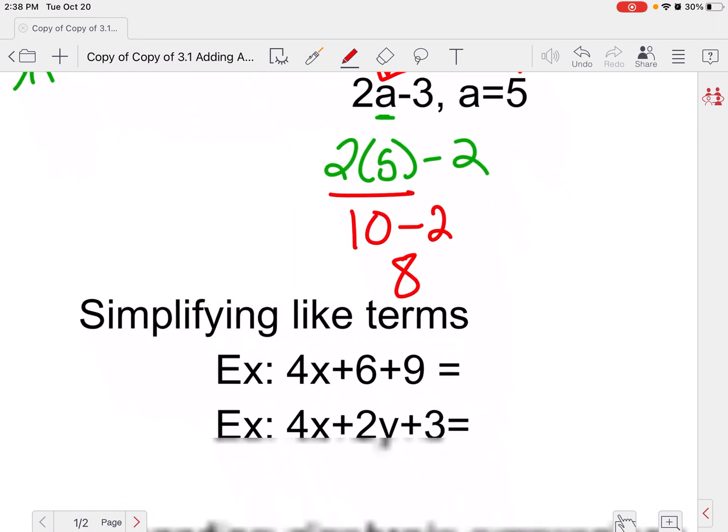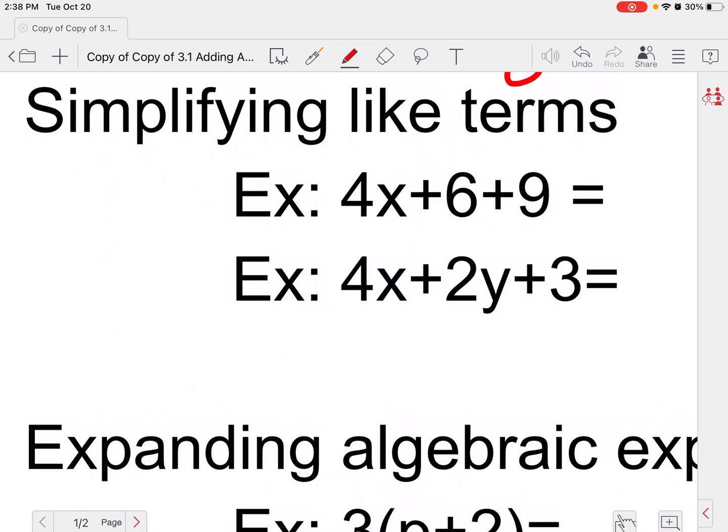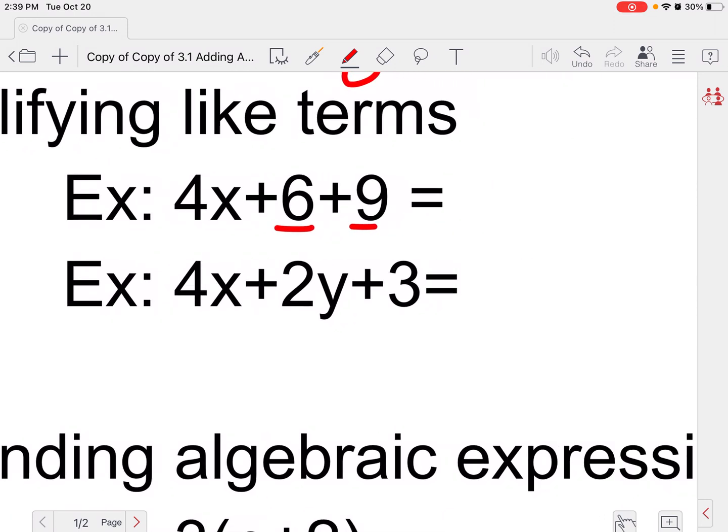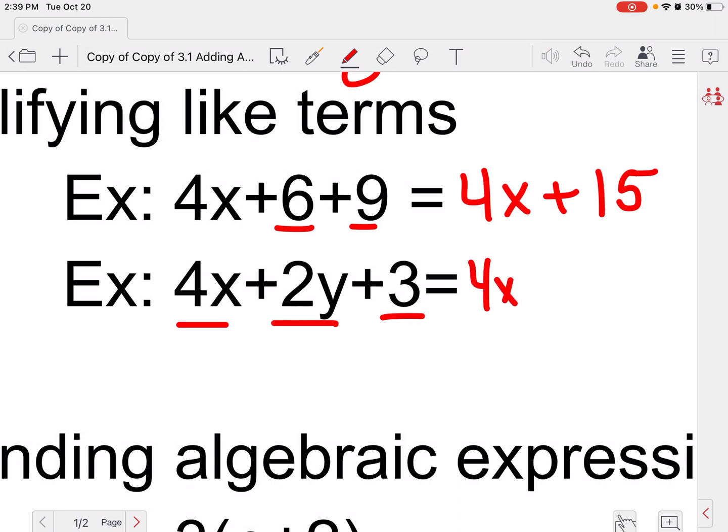Okay, you guys talked about combining like terms last year a little bit. So like terms like x's go with x's, y's go with y's, and numbers go with numbers. And we actually call 6 and 9 here constants, okay, because they're never changing. They stay 6 and they stay 9, okay, and they're not being multiplied by a variable. So this would be 4x because there's no like terms with 4, but 6 and 9 can be combined to be 15. So this would simplify to 4x plus 15. Now this can't be combined any further because there's no like terms. I have x's, I have y's, I have 3, okay, so I would just have 4x plus 2y plus 3.